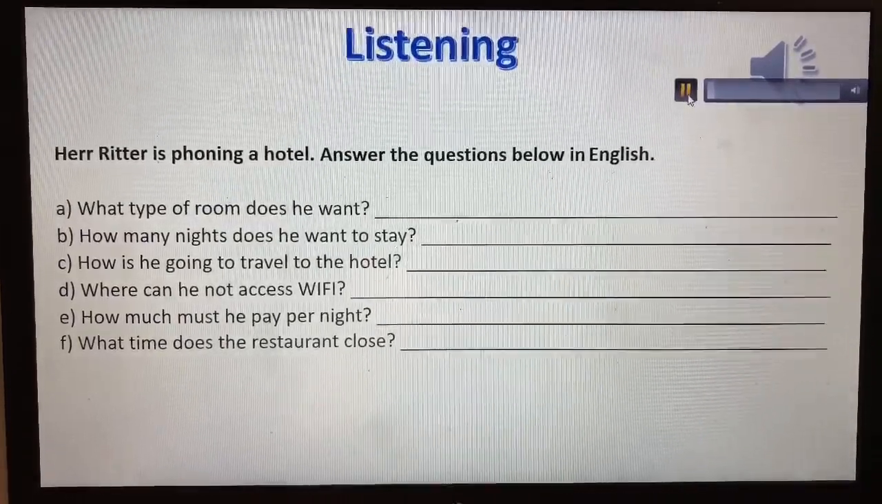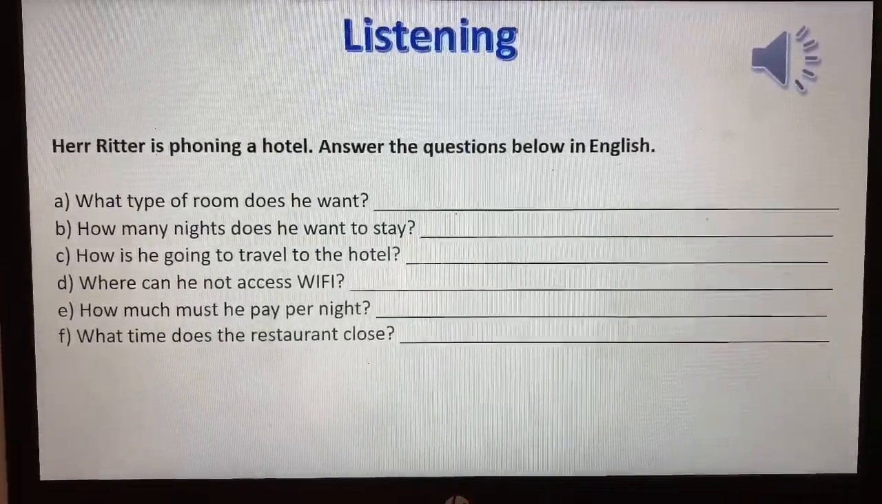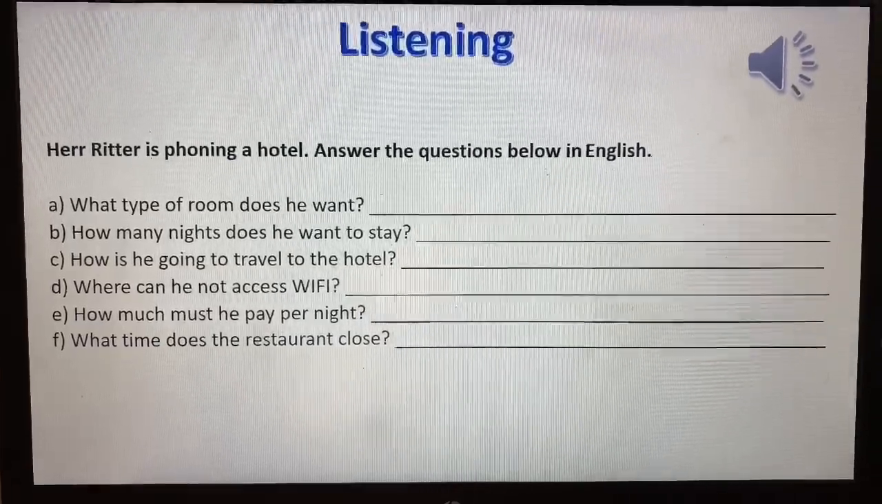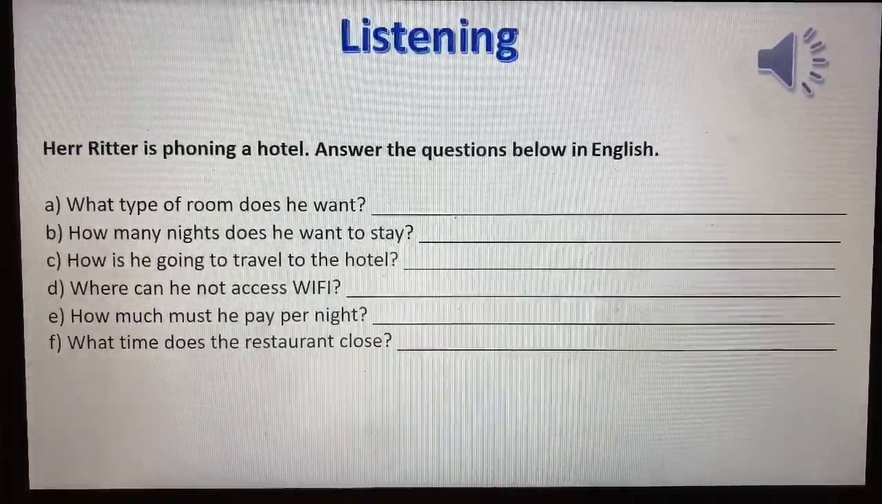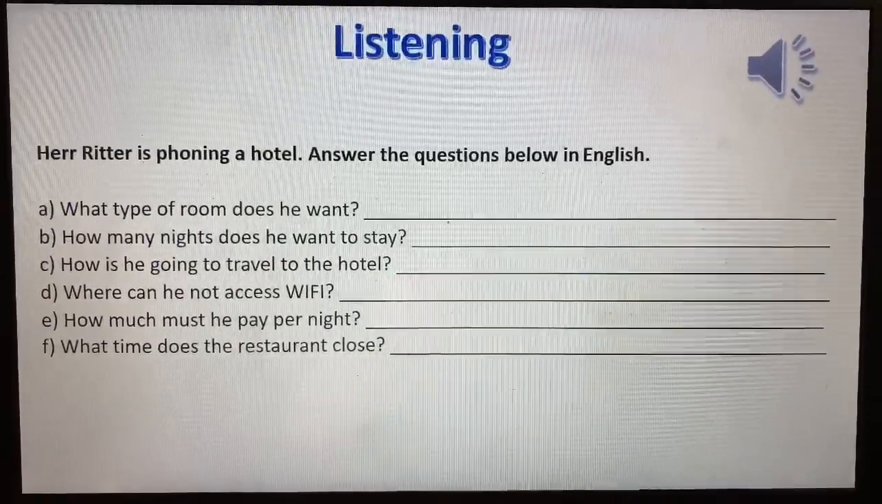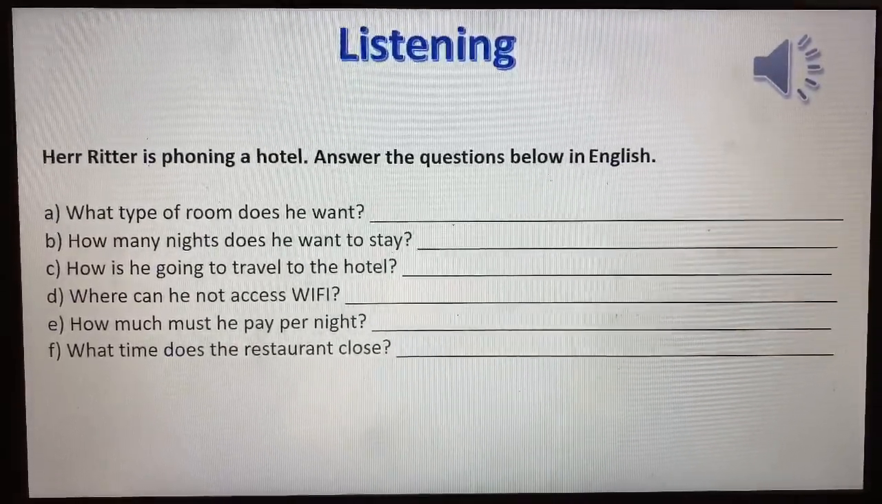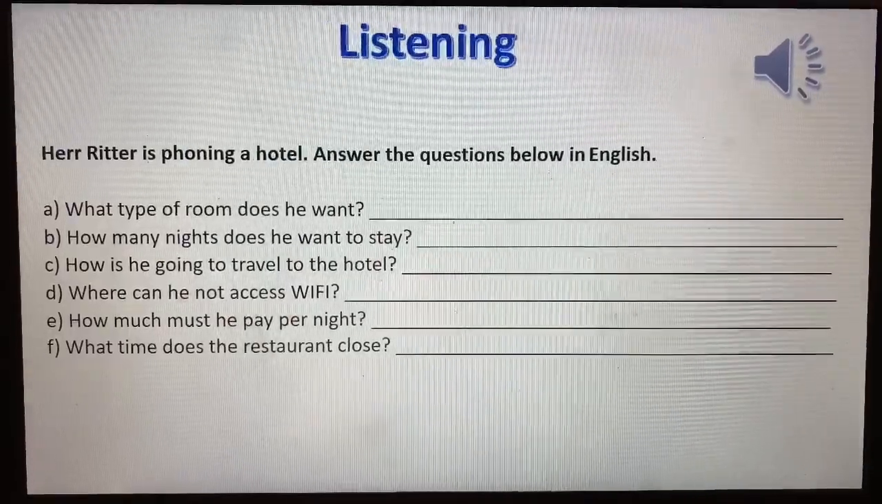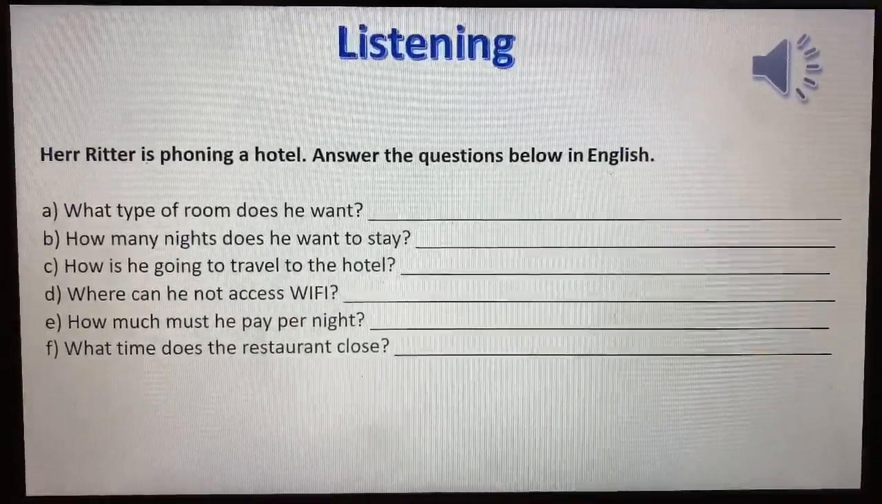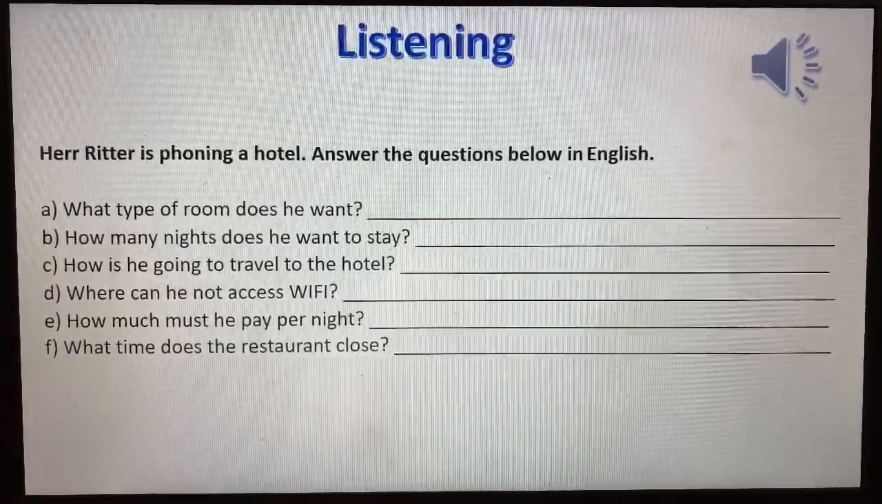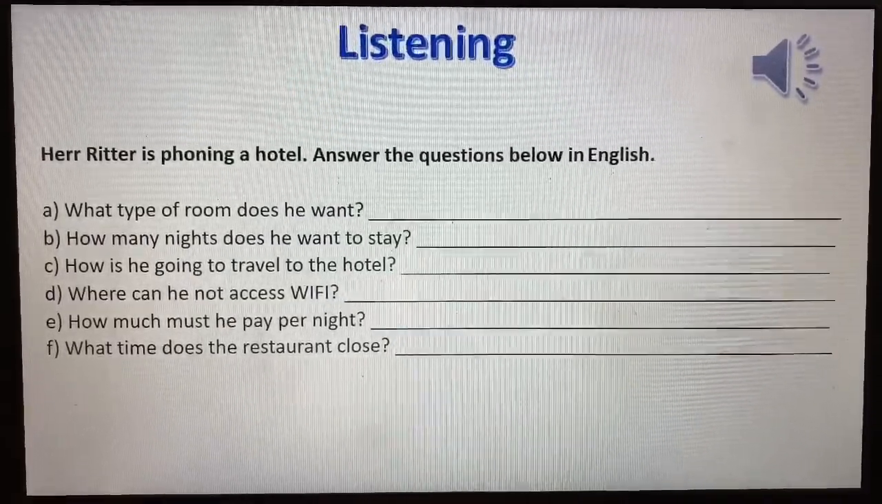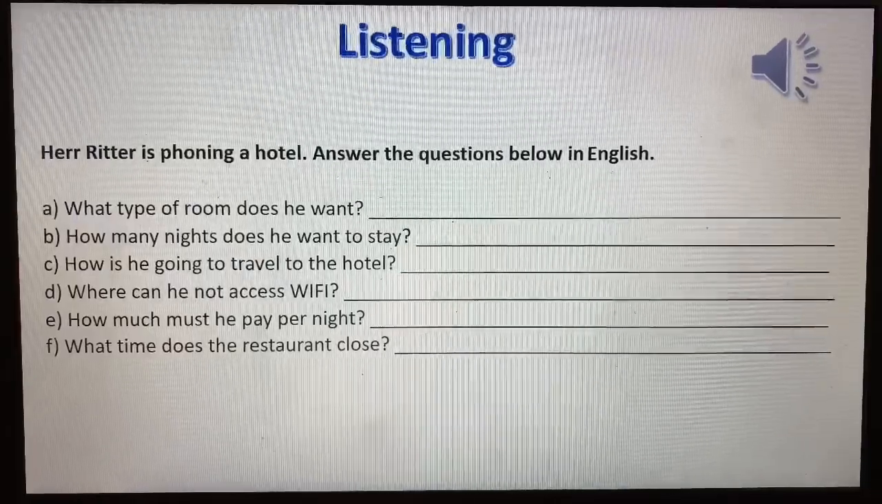1. Hotel zum Bergblick, guten Tag. Guten Tag, hier spricht Ritter. Ich möchte bitte ein Zimmer reservieren. Möchten Sie ein Einzelzimmer oder ein Doppelzimmer reservieren? Ein Einzelzimmer, bitte.